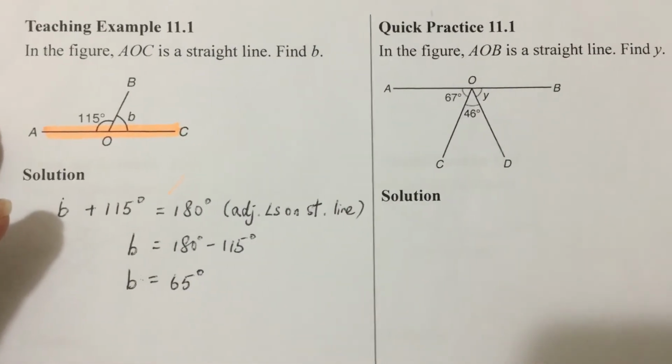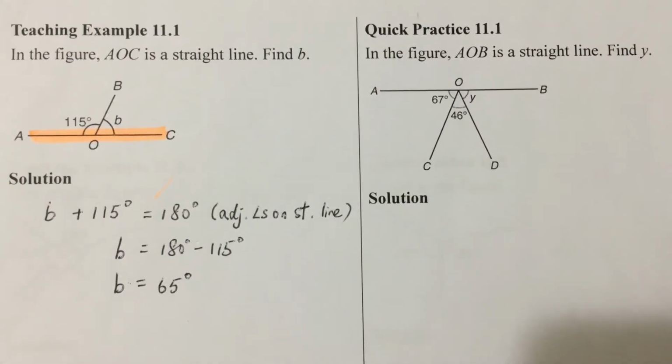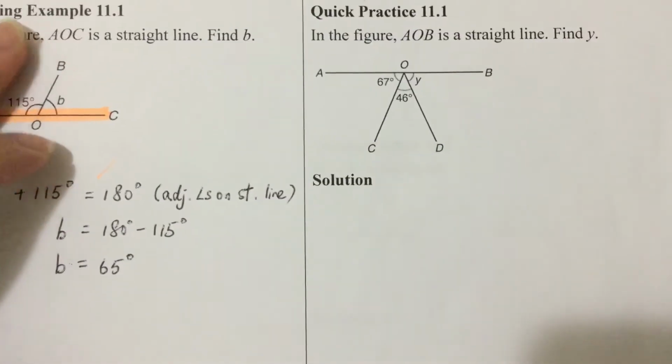Now it is your turn. I'll give you 30 seconds. Please write down the answer for Quick Practice 11.1, and make sure you write down the reason also. Okay, I will give you the time. Now we will discuss the question. If you cannot finish, just pause the video now. Now we can write down the reason and the answer.